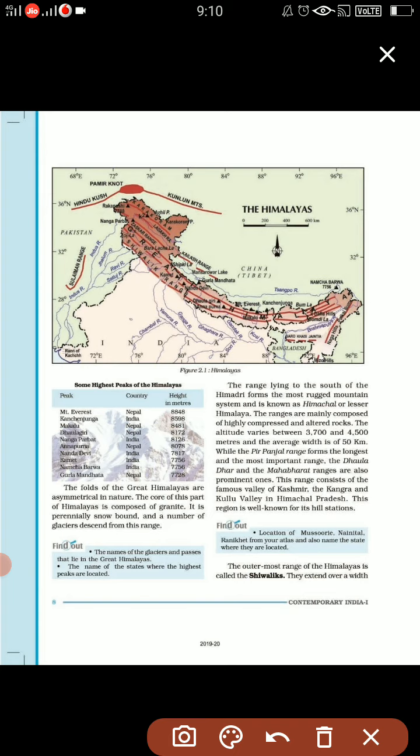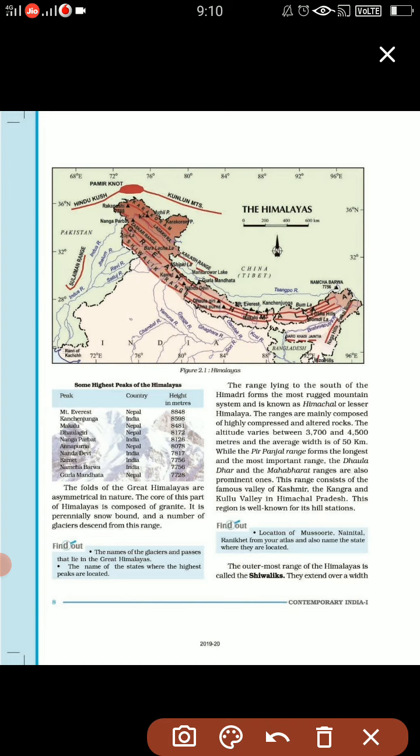If you just look at the Himalayas, they consist of three parallel ranges. Children, you can see the three parallel ranges: one, then this is two, and this is three. Three different parallel ranges like this. Can you see? Now, a number of valleys lie between these ranges.